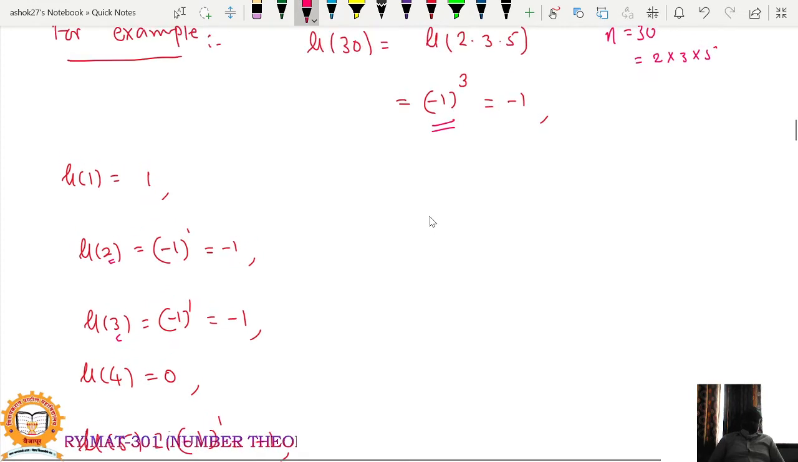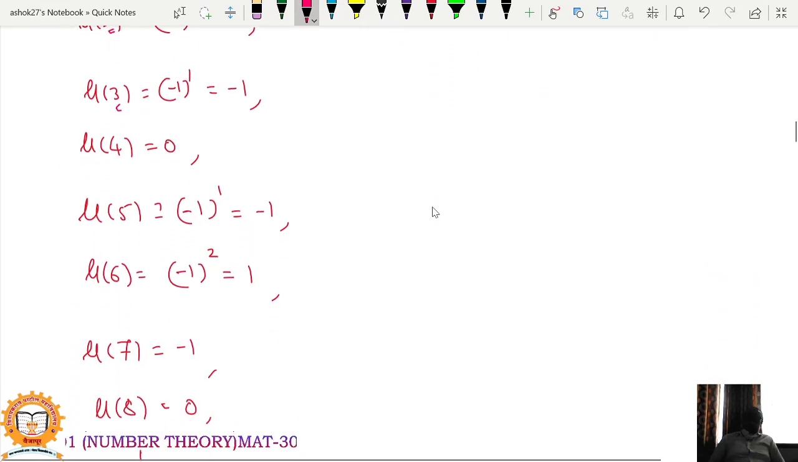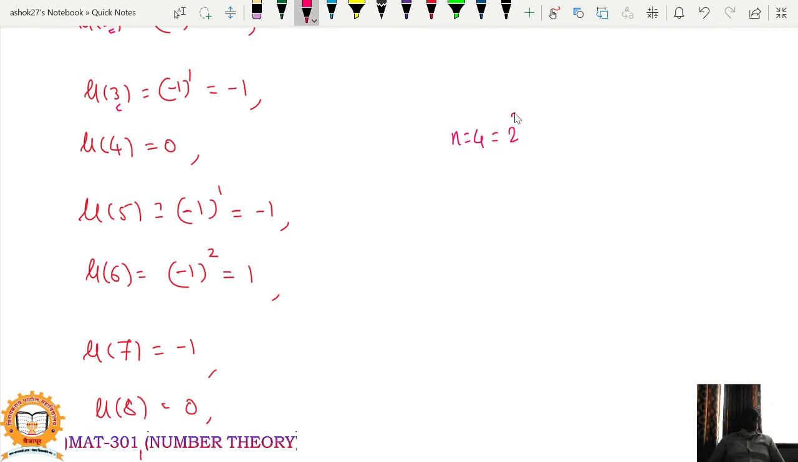If you take n equal to 4, then what happens? We write 4 as 2 squared, and there is repetition of a prime. 2 is prime, 2 squared divides 4, and therefore in that case mu of 4 will be 0. Mu of 5 is minus 1, you can check. For 6, you can write 2 into 3, n as a product of two distinct primes. So mu of 6 will be minus 1 squared, and that is plus 1.